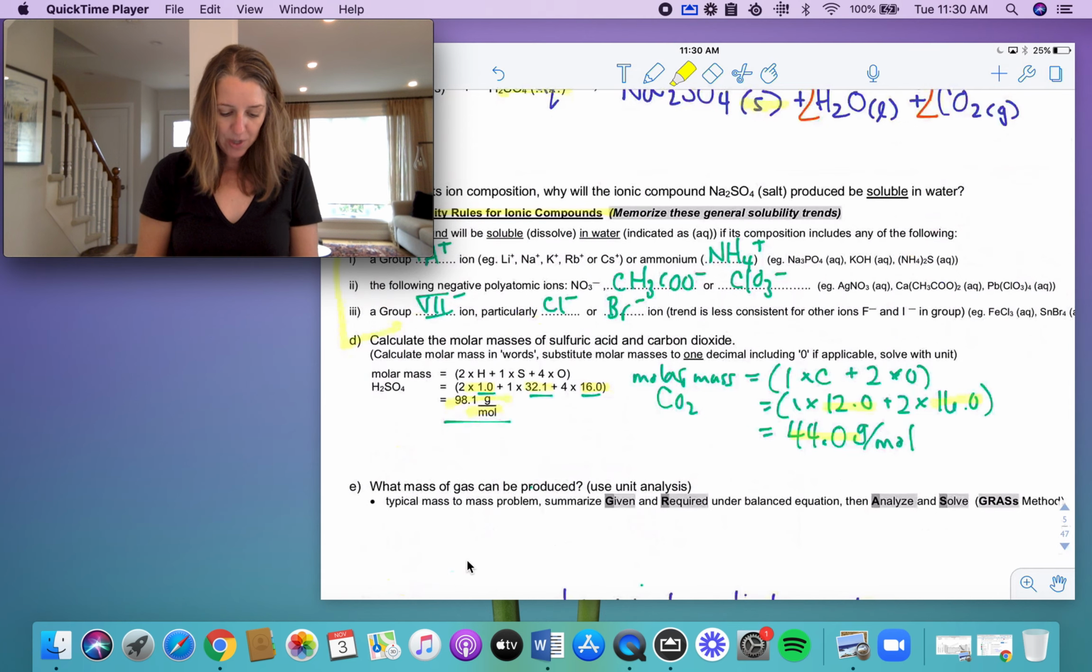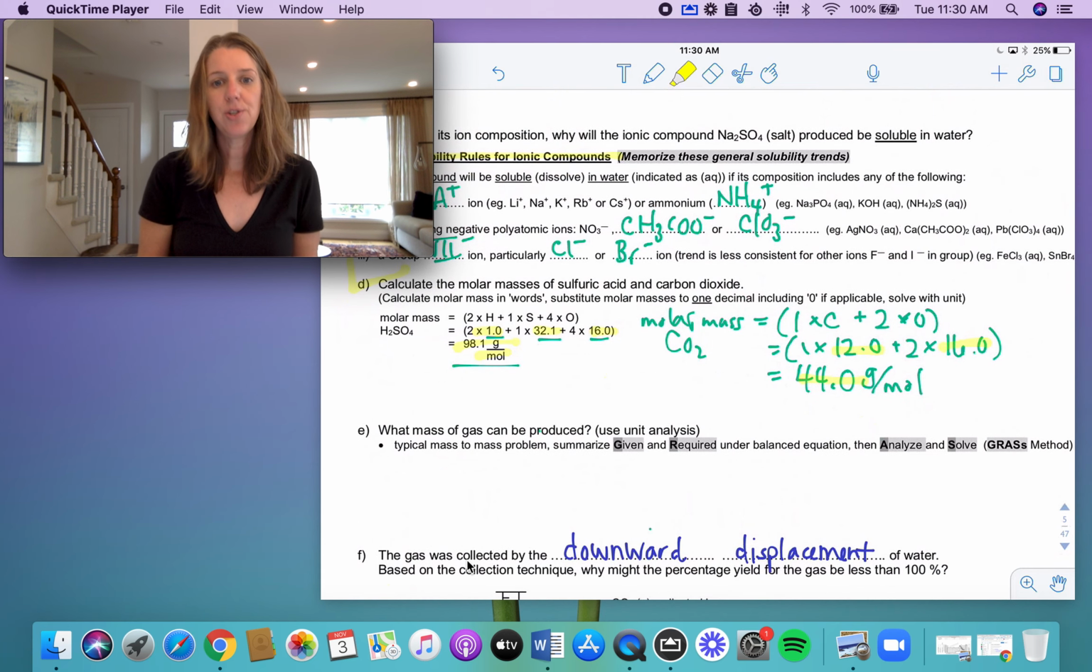Okay, so once I've got my molar mass, then I'm going to do some stoichiometry. I'm going to use unit analysis to solve this. Please make sure you're always solving your stoichiometry this way. Are there other ways to do it? Yes. This is the way they will teach you at university, and this is the easiest way, so this is the way we're going to do it.